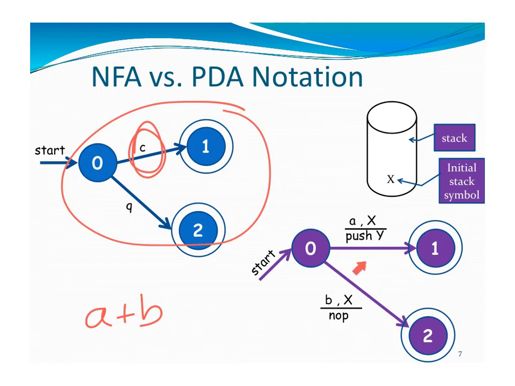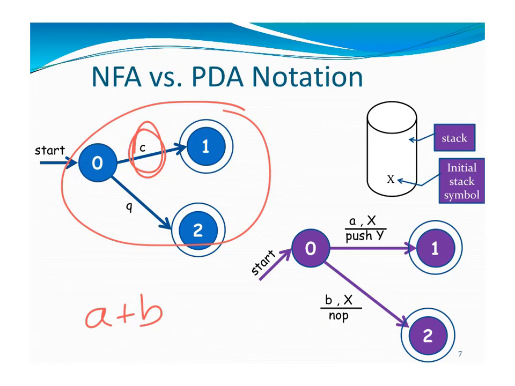Let me explain this fraction notation. This says you can take this transition if you see the letter A and there is an X at the top of your stack. Then you can take the transition, and if you do, you have to push a Y onto your stack. Down here it says if you see the letter B and there's an X at the top of your stack, then do a no-op. Just go across here, but don't change the stack.